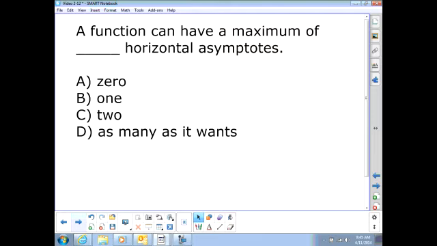Now, how many horizontal asymptotes can a function have? Last year, you pretty much looked at ones that had one horizontal asymptote. But what we'll find out today is we can, in fact, have up to two horizontal asymptotes, because the value that you approach as you go to negative infinity will sometimes be different than the value you approach when you go to positive infinity.